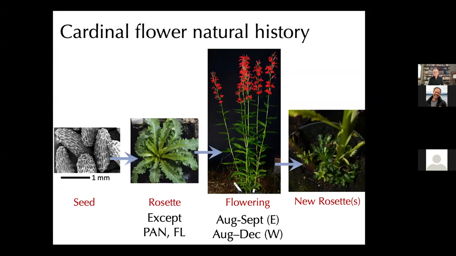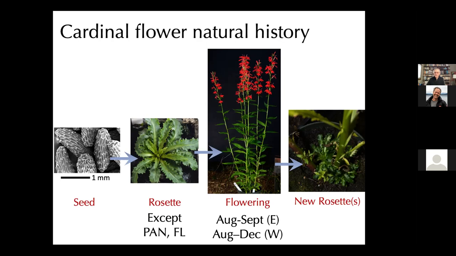So it's a short-lived perennial. It starts out its life as a seed. And you can see here the seeds have these beautiful net-like patterns. And this is a picture by our own Ping Li. That's an electron micrograph. The seeds are only about a millimeter long and half a millimeter wide, very small. And a fruit makes about 1,000 seeds, somewhere between a few hundred and 1,000 seeds.